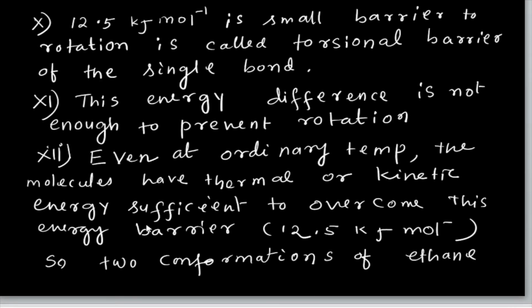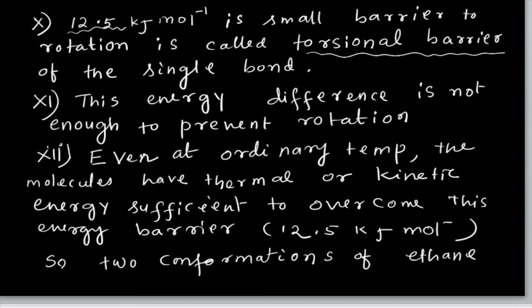And 12.5 kilojoules of energy is very, very small; that is why it is a barrier. If you cross that barrier, then free rotation takes place, and it is a very small energy barrier to cross for the rotation. A very small energy to cross over is called the torsional barrier. Torsional barrier means here a very small energy barrier that you can cross, it is not difficult. That is why free rotation takes place.